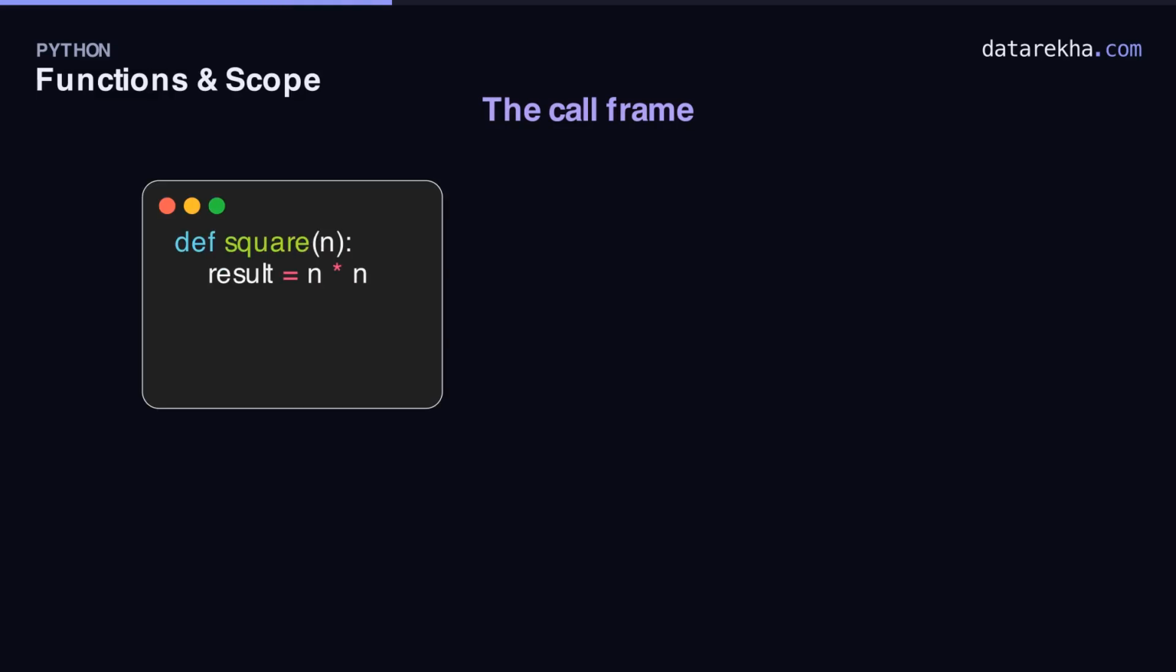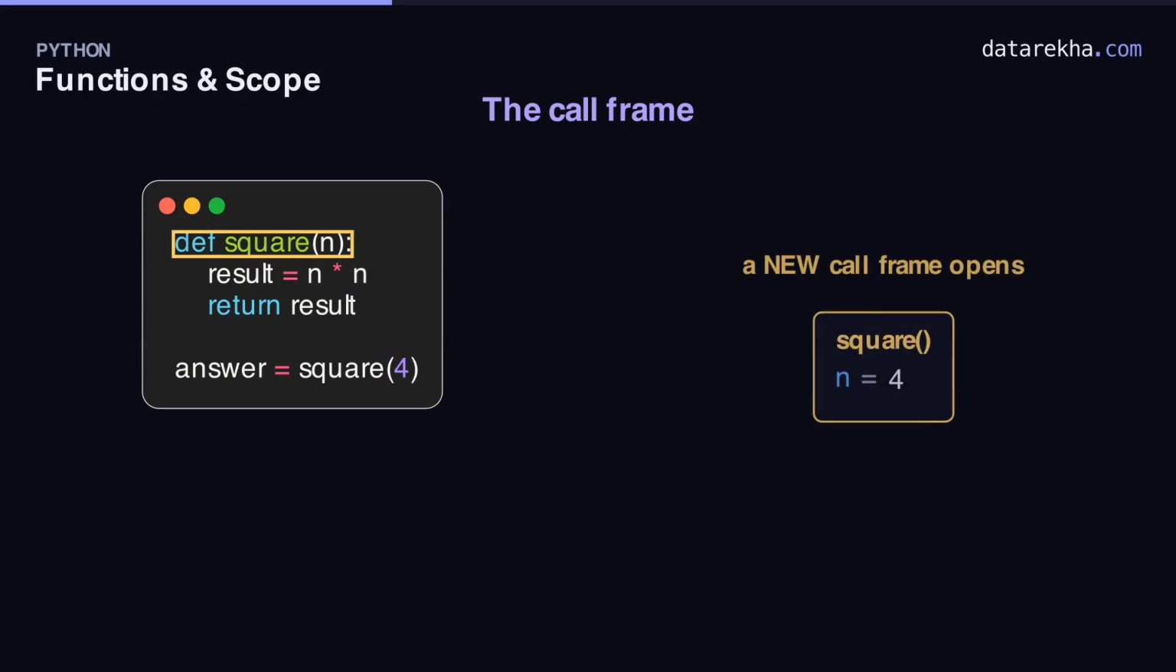Now watch what happens when a function is actually called. This is the picture that makes everything click. We call square of 4. At that instant, Python opens a brand new box, a call frame, just for this call. The argument 4 binds to the parameter n. So inside the frame, n equals 4. This frame is the function's own private workspace.